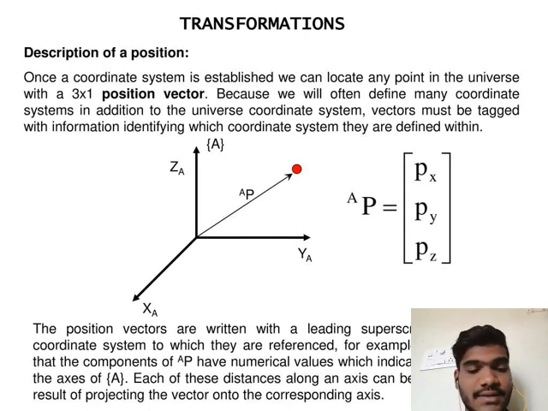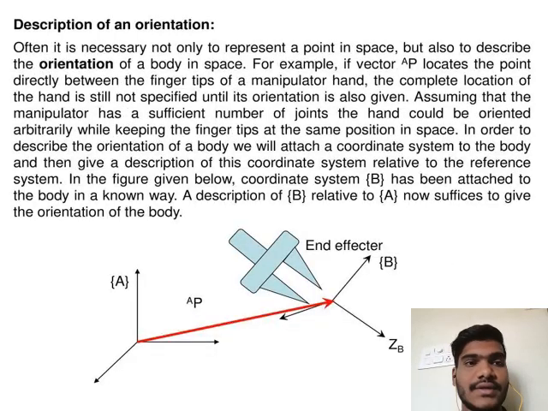This means that the components of AP have numerical values which indicate distances along the axis A. Each of these distances along an axis can be thought of as the result of projecting the vector onto the corresponding axis. Description of orientation.